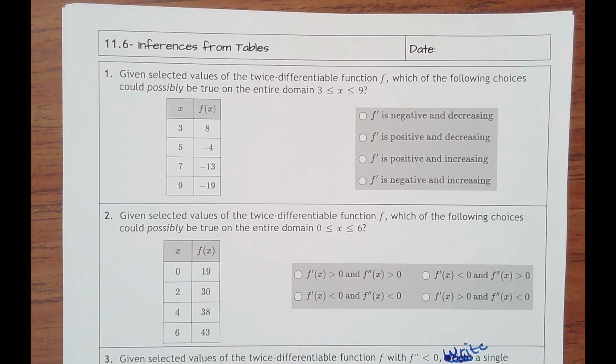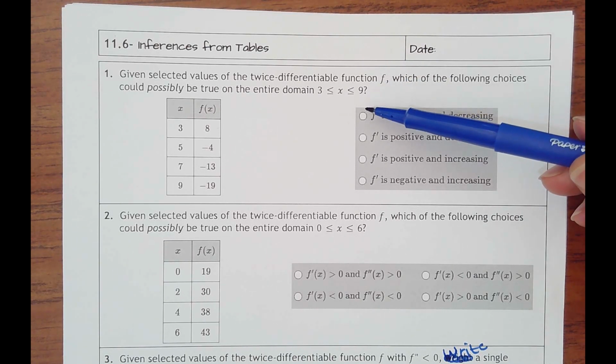Lesson 11.6, Inferences from Tables. Given selected values of the twice differentiable function f, which of the following choices could possibly be true on the entire domain between 3 and 9 for our x values?